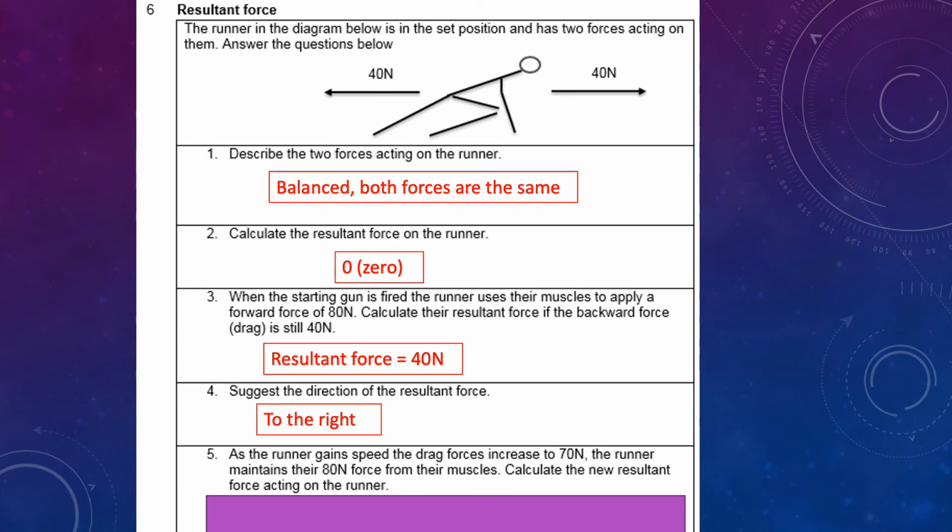And so with vectors, it has both a magnitude, so the number 40, as well as direction. So you have to specify that it is to the right.